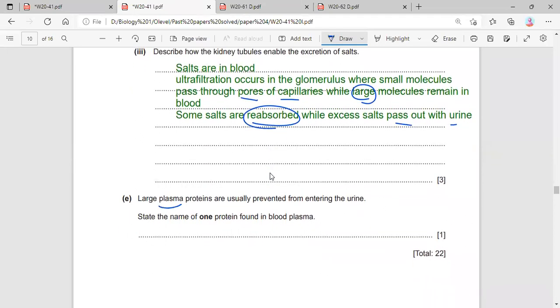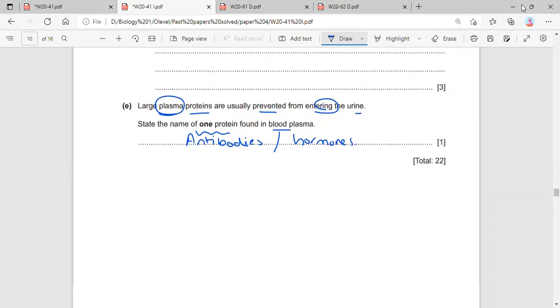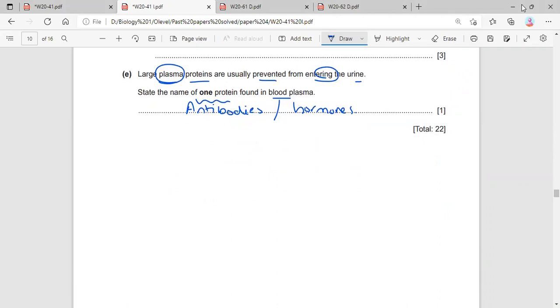Okay, large plasma proteins are usually prevented from entering the urine. State the name of one protein found in the blood plasma. Okay, proteins are the antibodies or hormones or fibrinogen, which is responsible for the blood clotting. All these are proteins in the blood plasma.